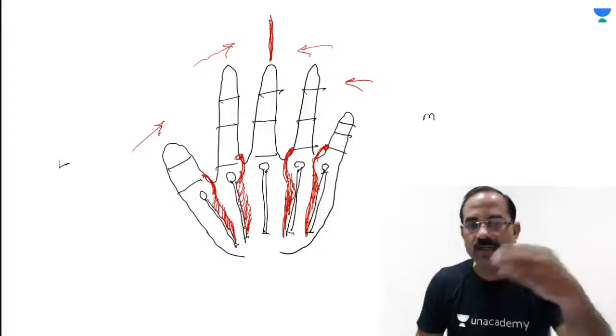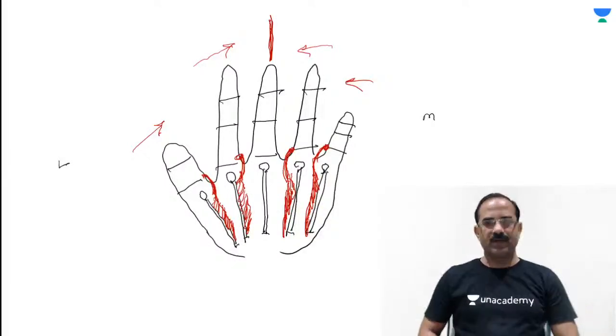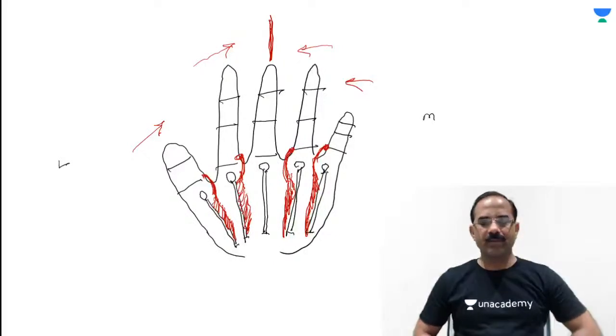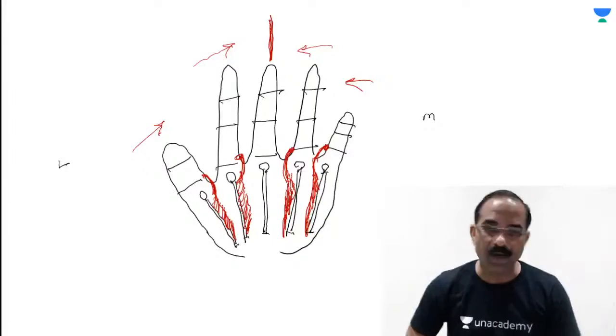The palmar interossei is supplied by which nerve? Can anyone comment on this? The palmar interossei, I just told you this. They are supplied by ulnar nerve. All the palmar and dorsal interossei are supplied by ulnar nerve.